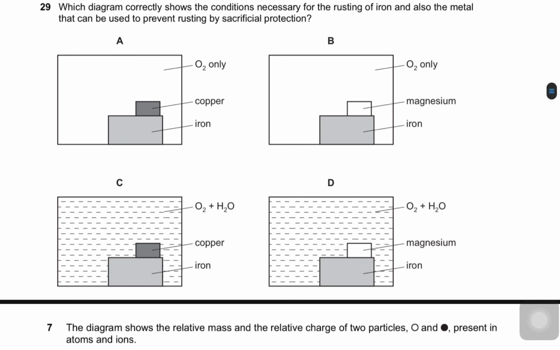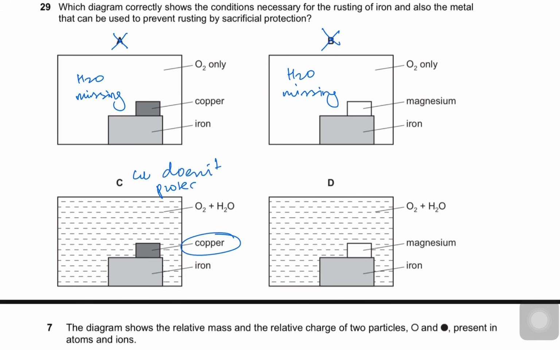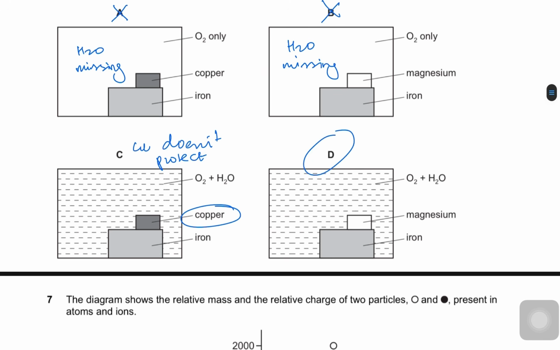Moving on. Which diagram correctly shows the conditions necessary for the rusting of iron and also the metal that can be used to prevent rusting by sacrificial protection? So option A does not have water, missing, so A is wrong. In option B, again water is missing, so option B is also wrong. Option C and D have the conditions, but in option C you're using copper. Copper does not protect iron because copper is lower in the series. So D for doctor is the answer, not C.